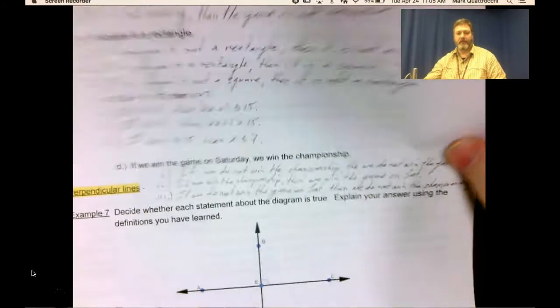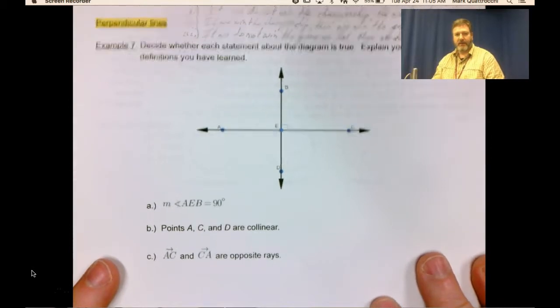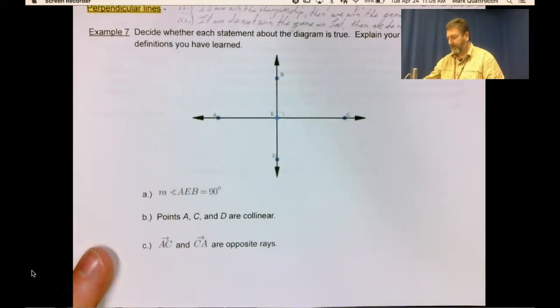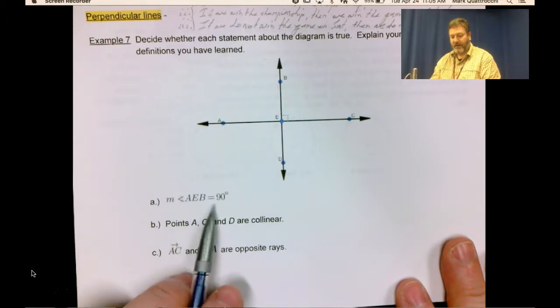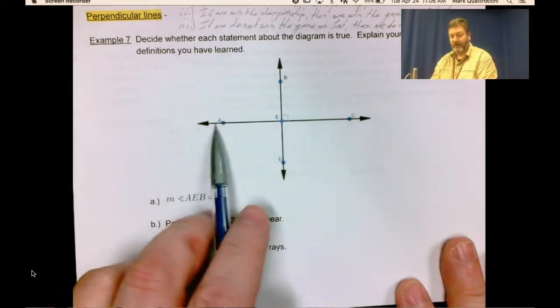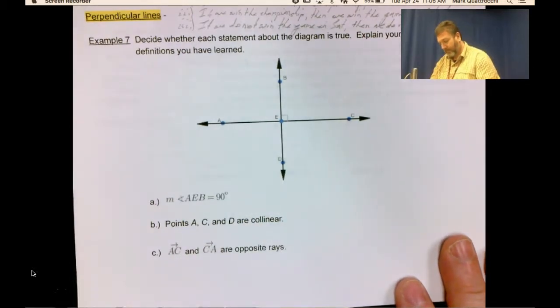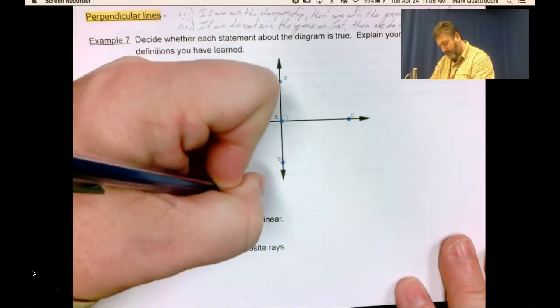Okay. Example 7. Decide whether each statement about the diagram is true. Explain your answer using the definitions that we've learned. Alright, so part A, we're trying to conclude: can we conclude that the measure of angle AEB is 90 degrees? Sure. We can conclude this.